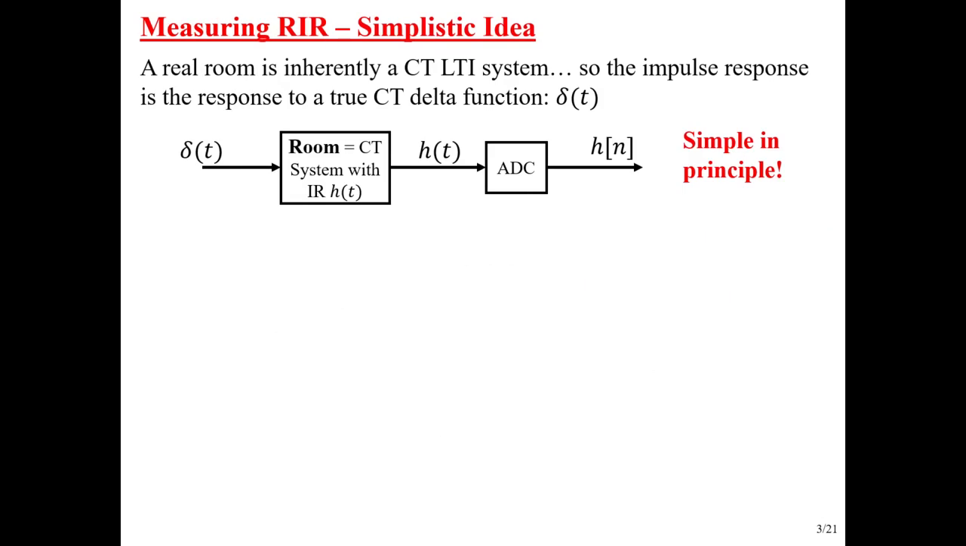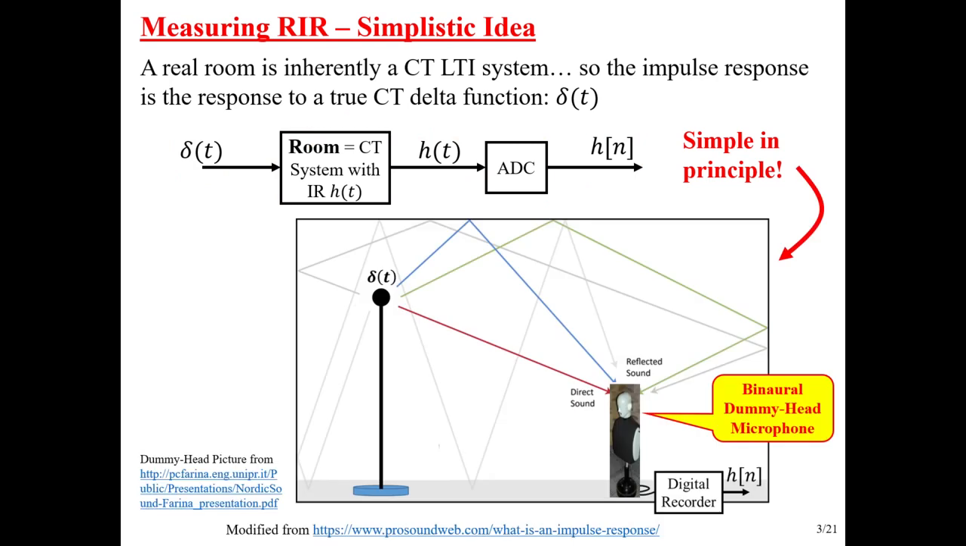So let's start with the simplest idea. You've got a room. You want to measure its impulse response. So you walk into the room and you create a delta function, which then goes into the room, and you stick up a microphone somewhere and it measures the impulse response of that room. And then you digitize it and you put the samples into your computer. Now, this is simplified a little bit. I don't show the microphone and an amplifier and so forth, but the principle is very simple. But the question is, how do we actually do this?